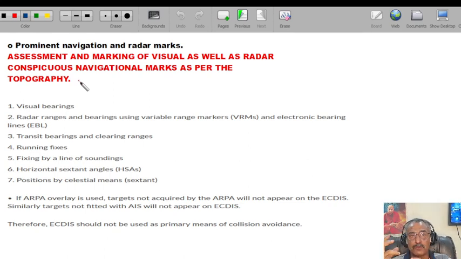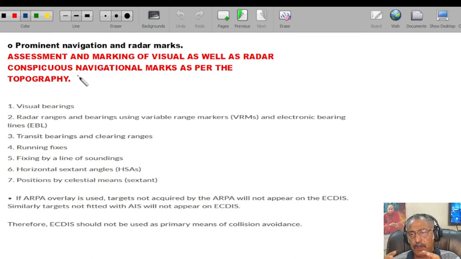So all those things shall be taken into account during the phases of passage plan and marked conspicuously, that this point is radar conspicuous, this point will be sighted visually with respect to your list of lights, and also having a detail from the pilots or the sailing directions respectively. So, prominent navigational and radar marks shall be conspicuous.